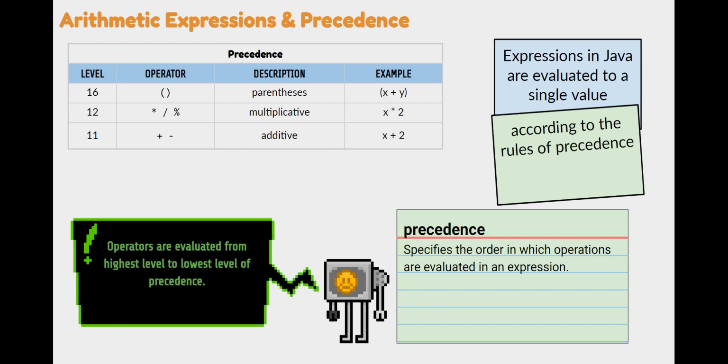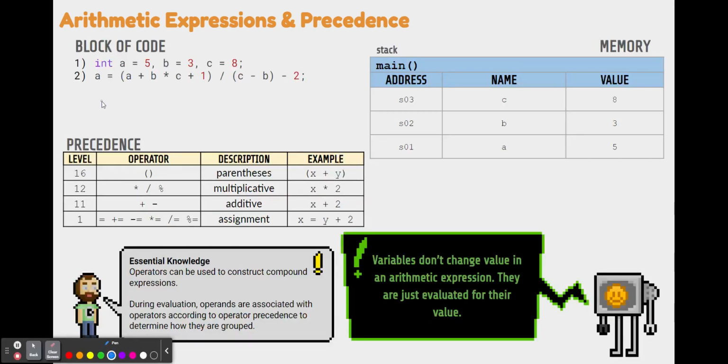So again, precedence means specifying the order in which operations are evaluated in an expression. So let's go ahead and evaluate this arithmetic expression according to the rules of precedence, our precedence table. Precedence says find parentheses first. So we have a set of parentheses here, and we also have a set of parentheses here. They are both at the same level, so we evaluate those from left to right. So we evaluate this one first, and then we're going to evaluate this group second.